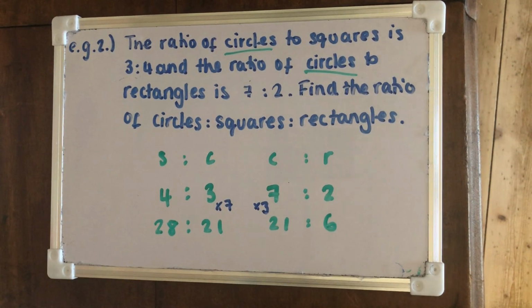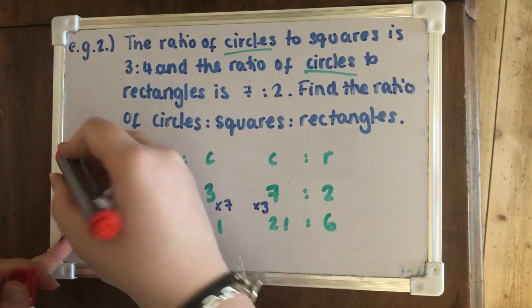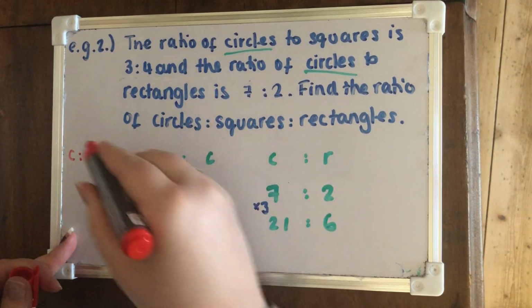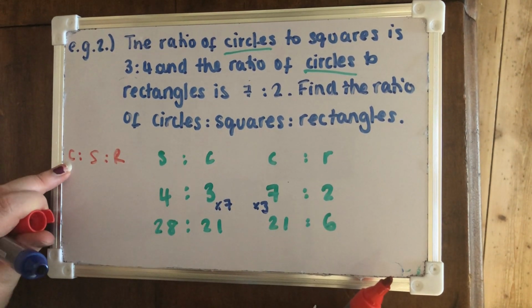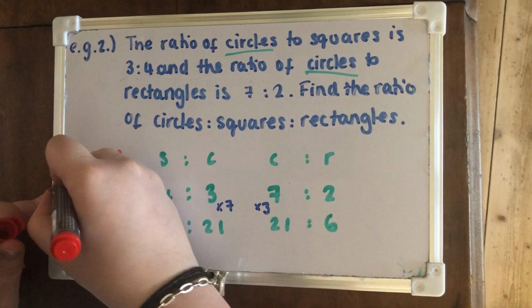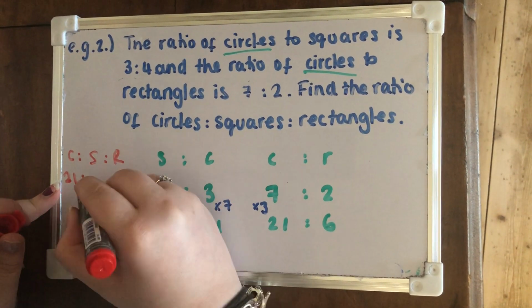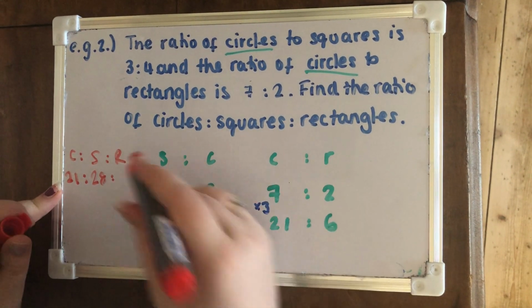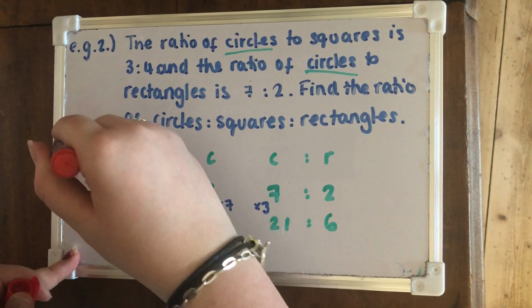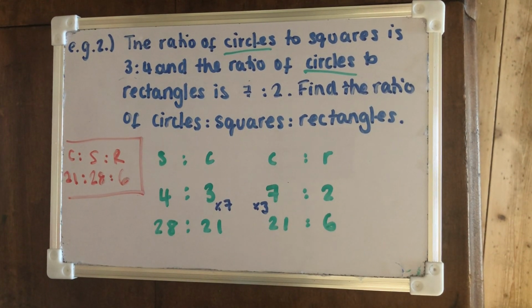Again, we've got to be careful with the order. So I'm going to do it in red here. We've got circles, squares, rectangles. So the circles are 21, the squares is now 28, and the rectangles are 6. And again, check if it can simplify. This one can't, but it's always good to check.